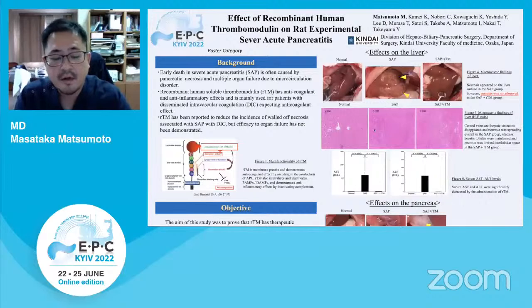Conclusion: early administration of RTM ameliorates the development of organ dysfunction and pancreatic necrosis, possibly by the maintenance of microcirculation. Thank you.